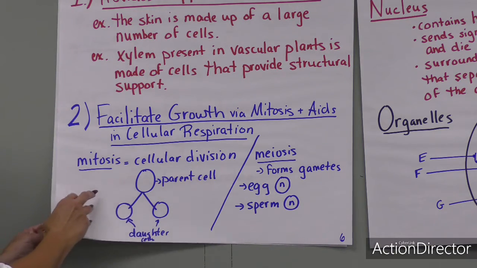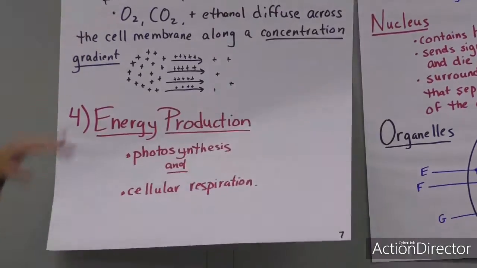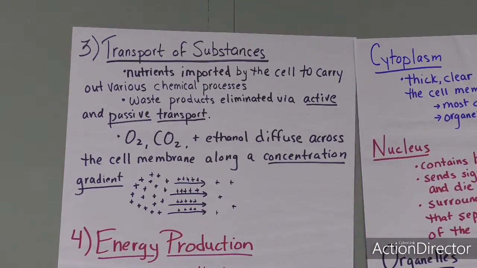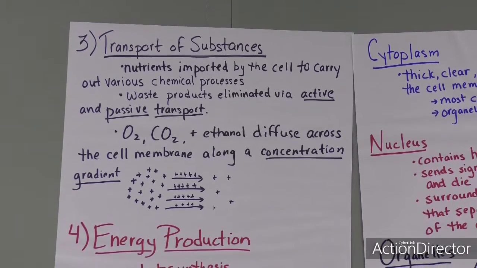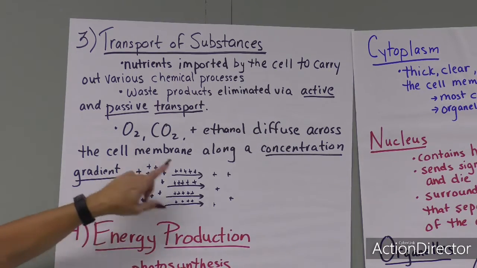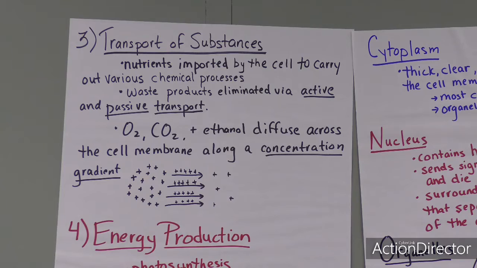That's cellular basis. Transportation of substances. So we get nutrients that are imported to the cell that carry on various chemical reactions. We also get waste products that are eliminated via active and passive transport. And we can look at the difference between diffusion and facilitated diffusion, things like that. Oxygen, carbon dioxide, and ethanol diffuse across the cell membrane along a concentration gradient. What I've done for you is draw a simple concentration gradient.